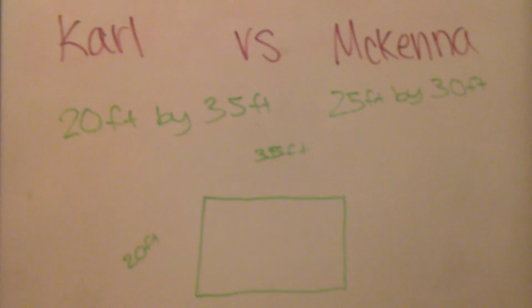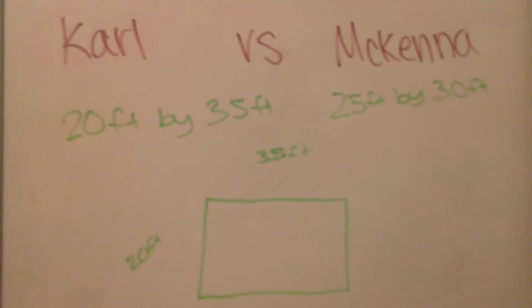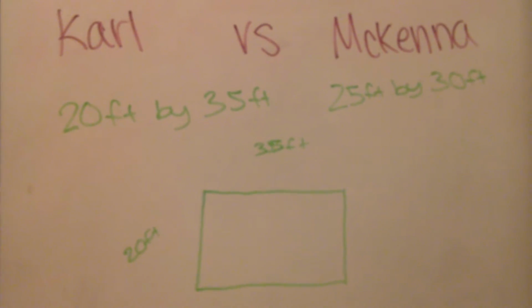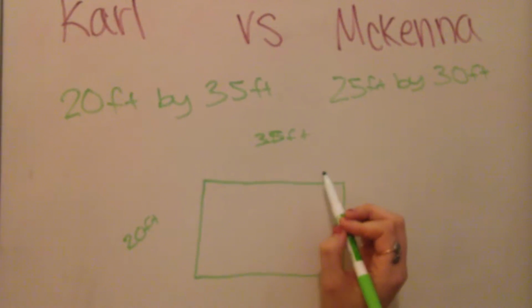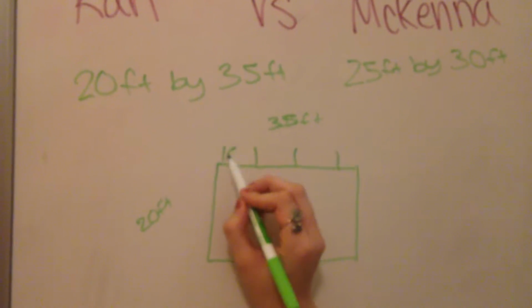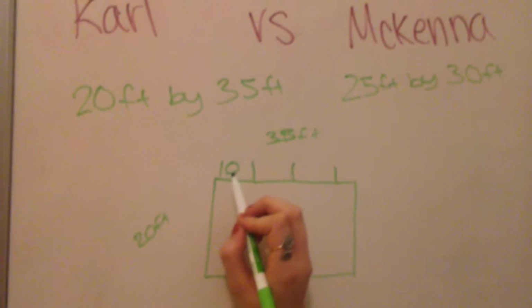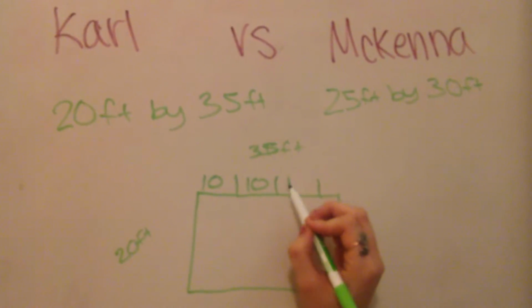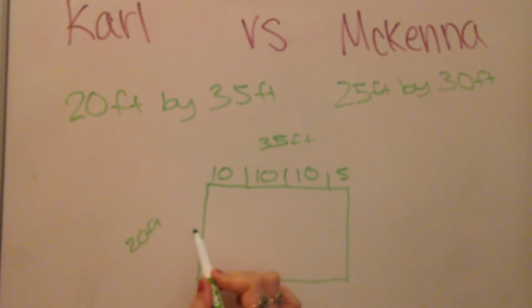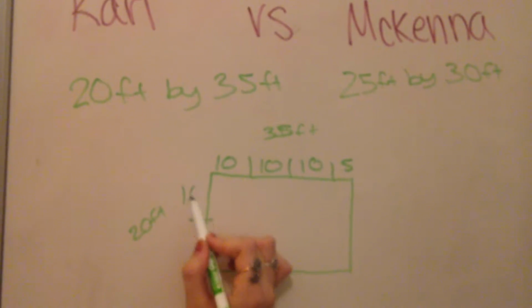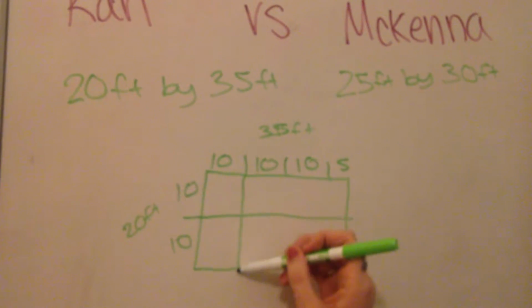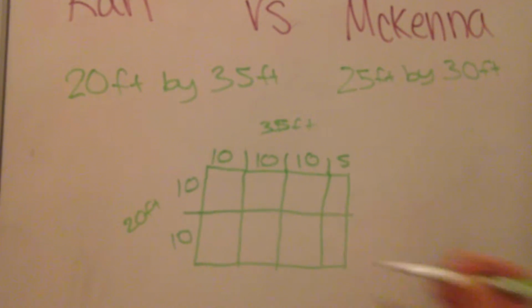I want to use friendlier numbers to figure out the area. So 35 feet can be broken up into 3 groups of 10 and 1 group of 5. I'm going to separate this up, and these each represent lengths in feet: 10 feet, 10 feet, 10 feet, and 5 feet. I'm also going to separate 20 into 2 groups of 10 feet. I'm going to draw these out so it is easier to determine the smaller areas.